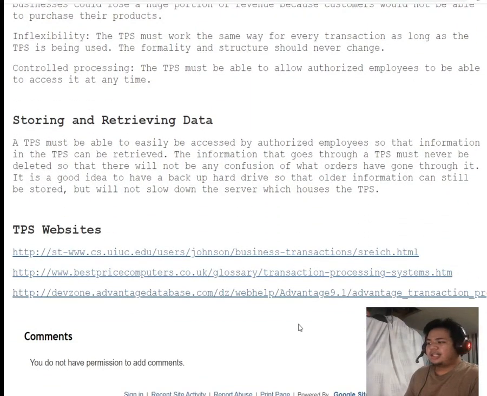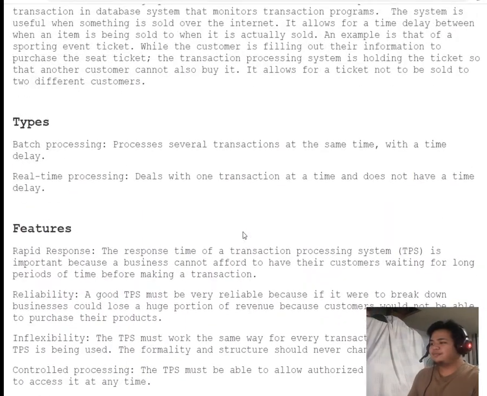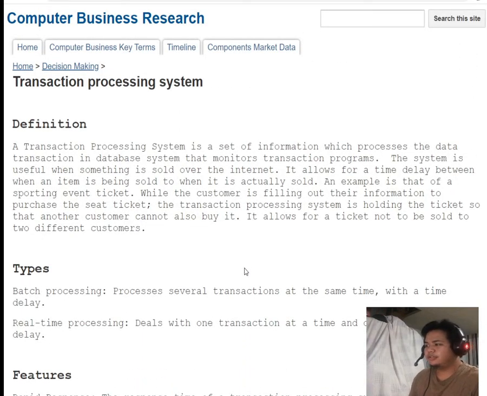So a TPS must be able to be easily accessed by authorized employees so that the information in the TPS can be retrieved. The information that goes through a TPS must never be deleted so that there will not be any confusion of what orders have gone through it. So it is a good idea to have a backup hard drive so that all the information can still be stored but will not slow down the server which houses that TPS. So that's all for the transaction processing system.